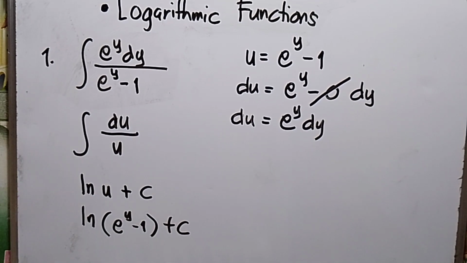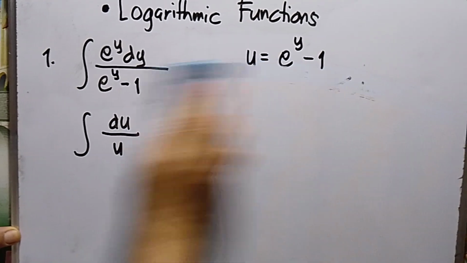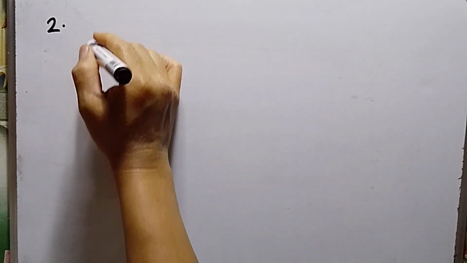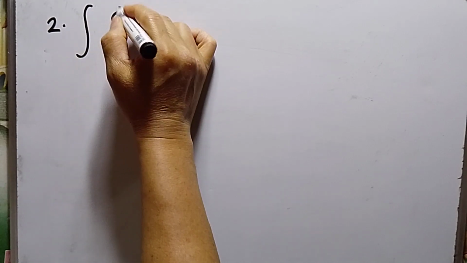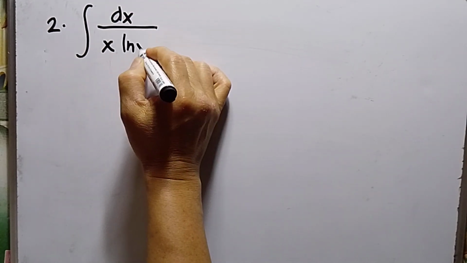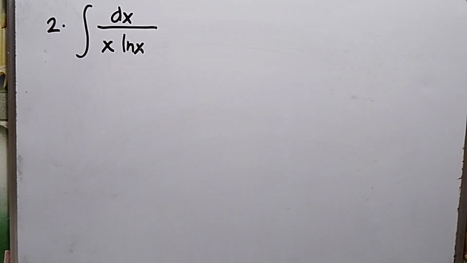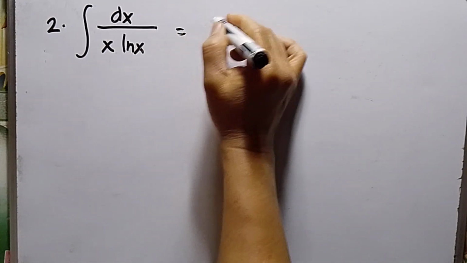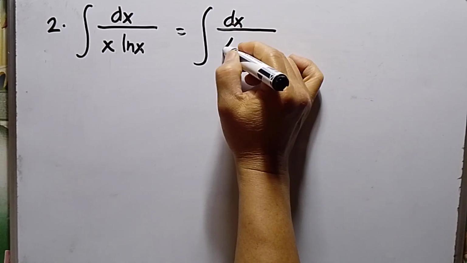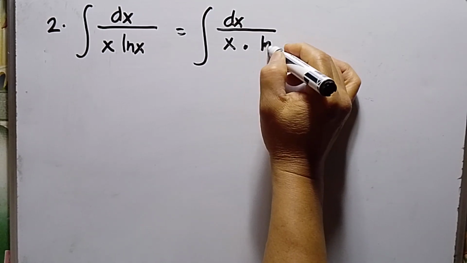Now let's proceed to the second number. Number 2: the integral of dx over x ln x. Okay? So I can write this one as dx over x times ln x.